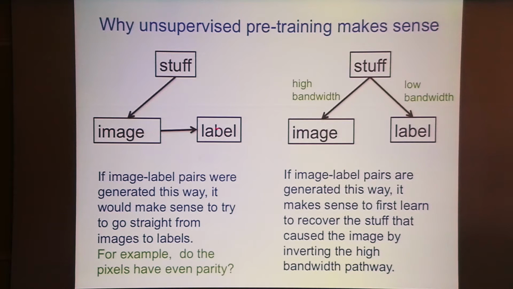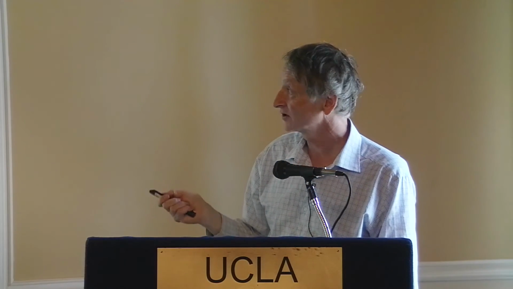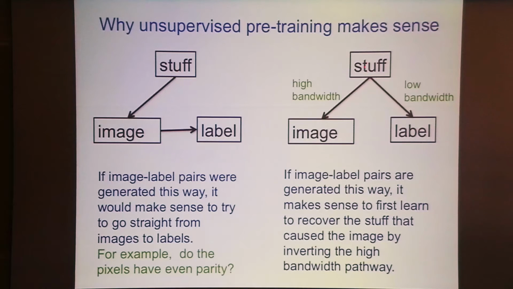Now, it could be that images then give rise to labels. That would be the case, for example, if the label is the parity of the bits in the image, or the label is, does the top left-hand corner have the same color as the bottom right-hand corner? That would be a case where the stuff gave rise to the image and the image gave rise to the label. But that's not what you believe about most image-label pairs. What you believe is that the stuff going on in the world gave rise to the image, like there's a cow in a field, and the stuff going on in the world gave rise to the label. It may be your mother saw the cow in the field and that caused her to say cow. But the fact that it's a cow is to do with the stuff, not the image.